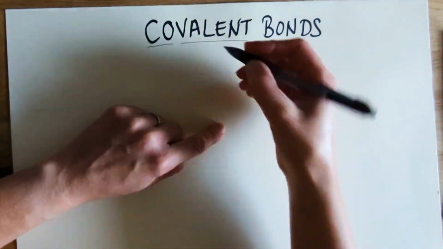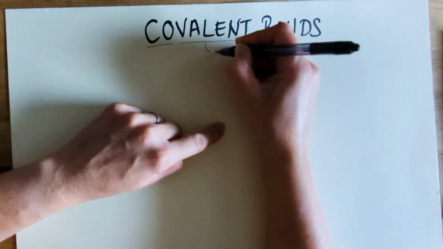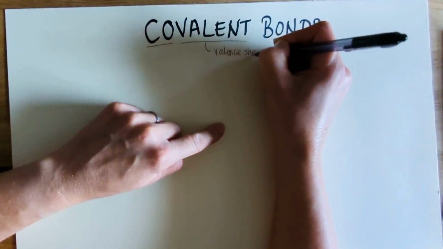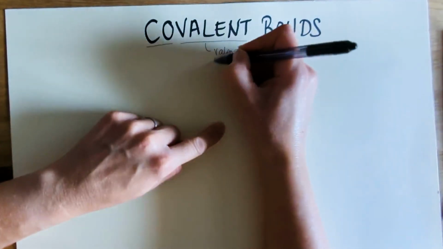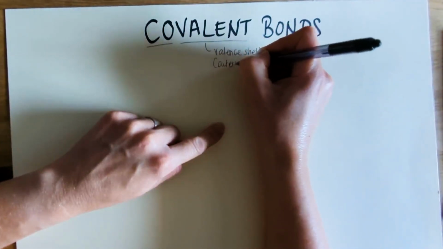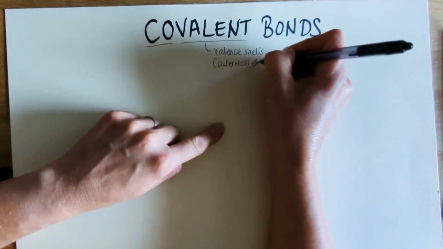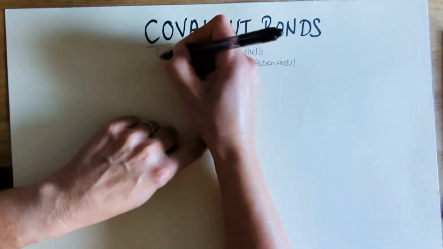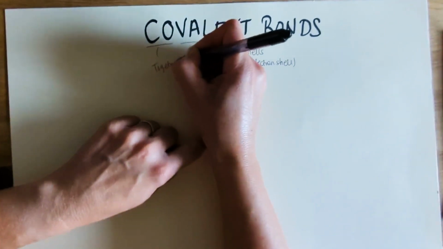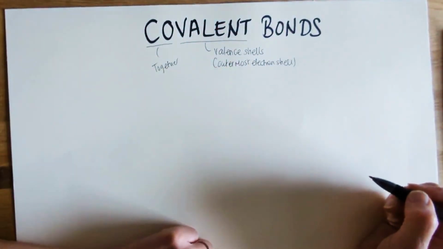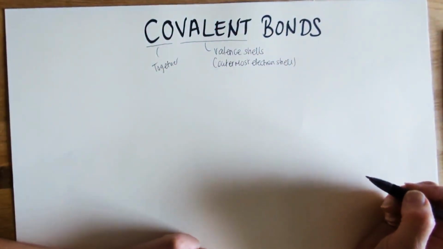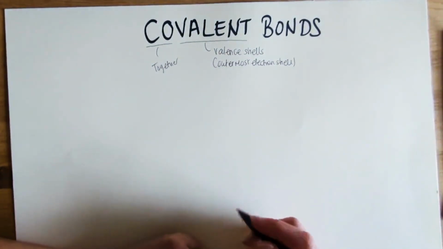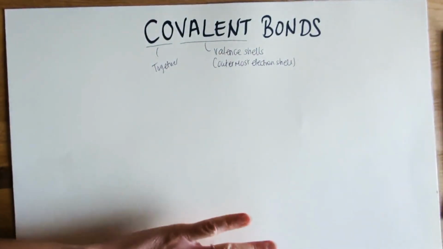And valent comes from the fact that we are talking about valence shells. Okay, so this is the outermost electron shell. So co, together, and valent, referring to the valence shells. Covalent bonding involves the valence shells of two atoms.